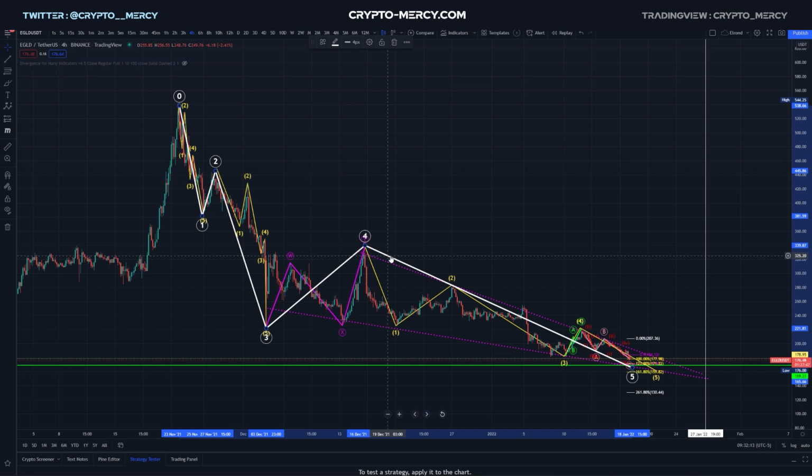Because when you get an impulse down inside an A wave, you will get a zigzag ABC after, and this is what we're going to talk about later. But now I'm going to focus on possible targets inside this falling wedge pattern for this wave 5 here.